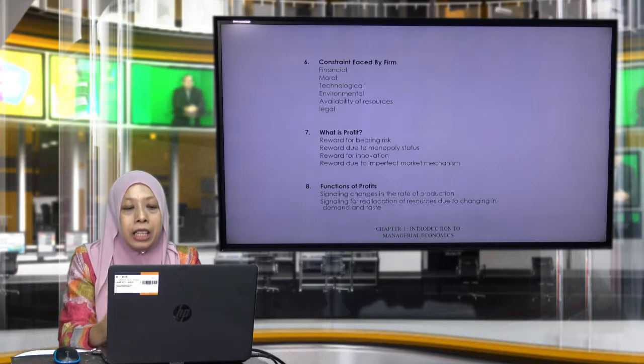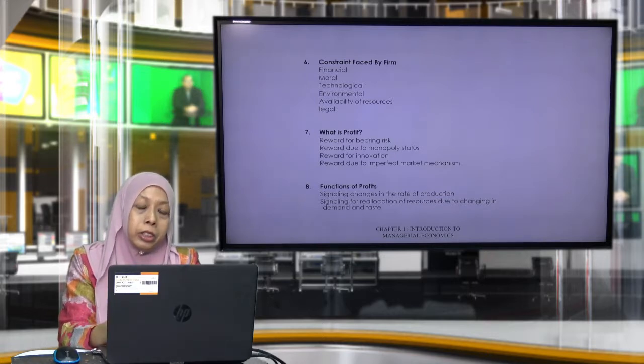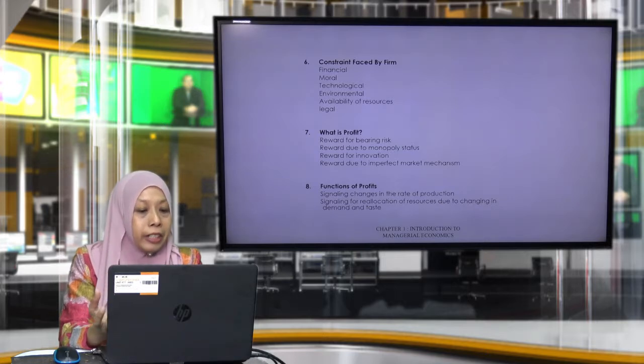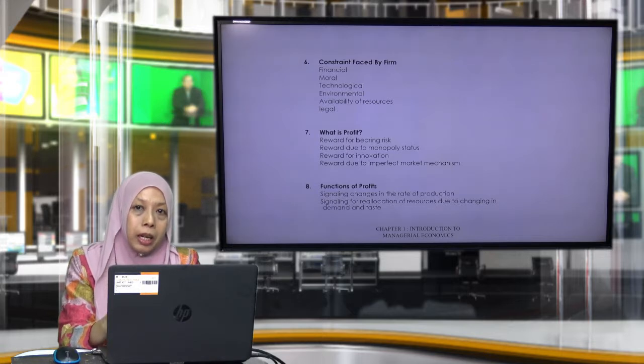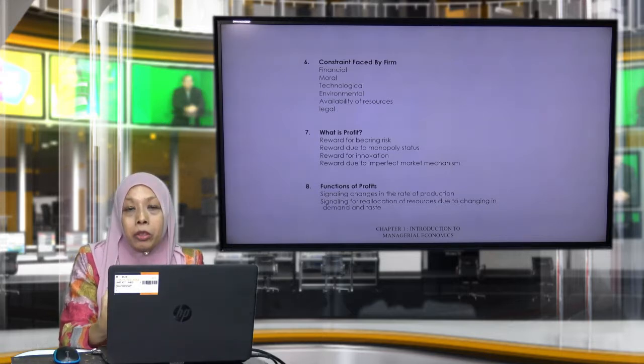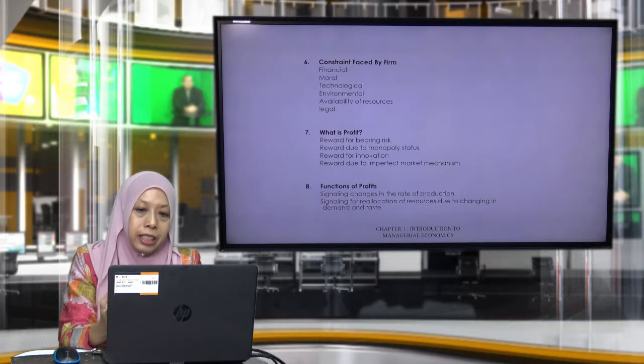So if, let's say, when you look at the level of profit, there is a decline in profit. What causes the decline in profit? You have to look at what's happening around you. Is it because consumers are demanding less for your product? If that is the case, this is a signal that you have to find better ways of serving the customers.